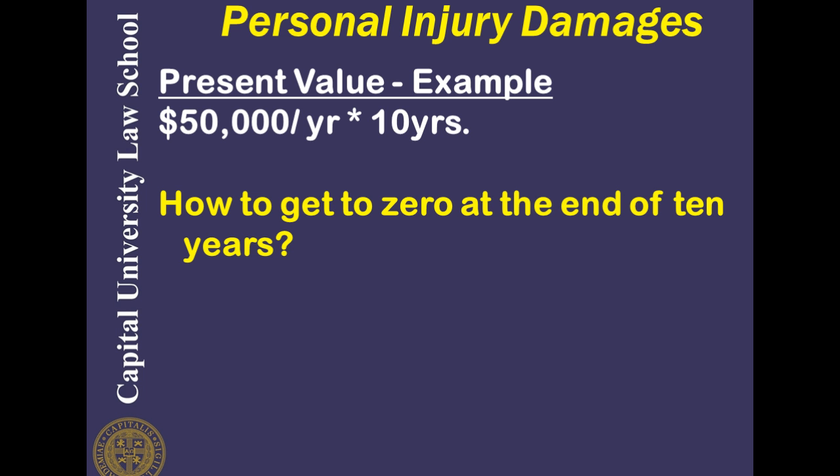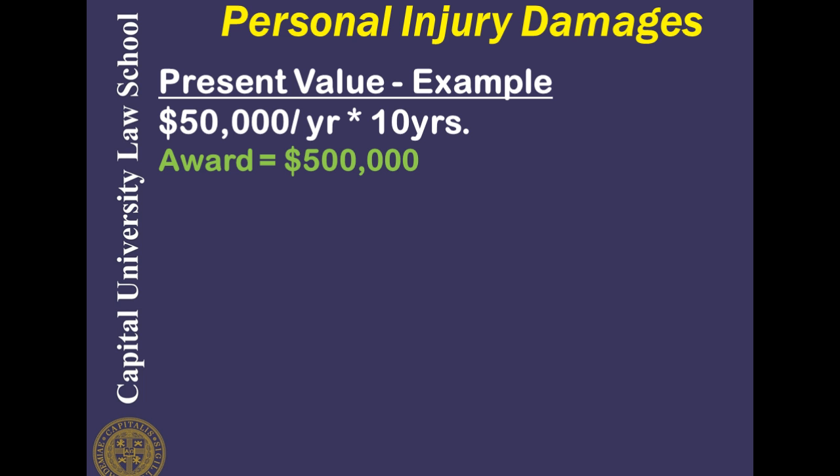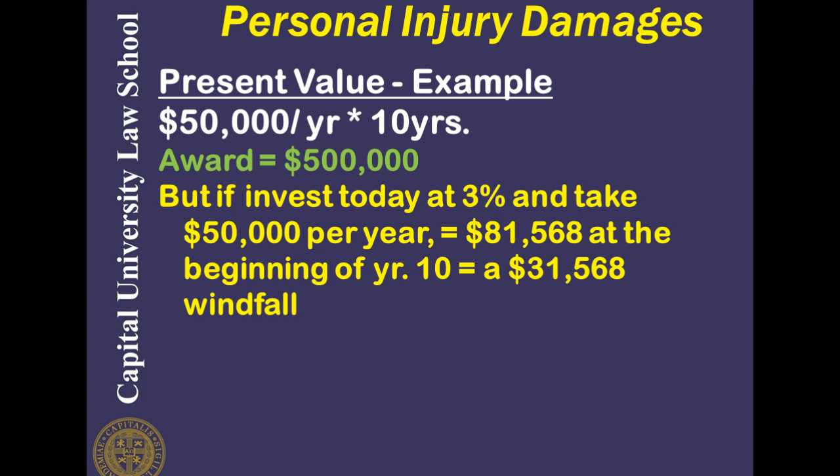And this is sometimes what is done in order to protect the plaintiff and the defendant. But if this is not done, how do we get to zero at the end of year 10? And as we've said earlier, we can only make one payment at the beginning of year 1. So one payment at the beginning of year 1 with the goal of getting to zero at the end of year 10. Well, we could award $500,000, $50,000 a year, 10 years. It just straight out award $500,000. But what's the problem with that?